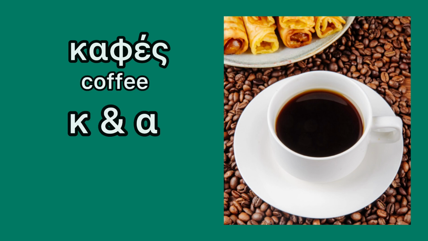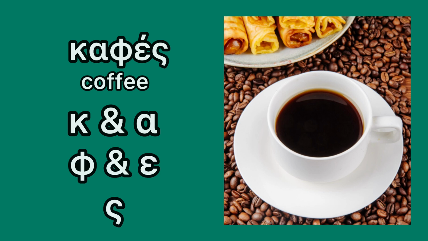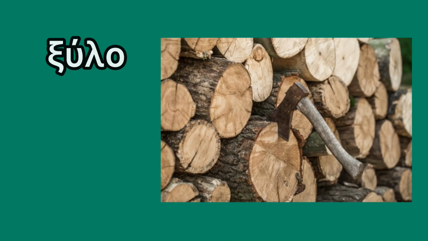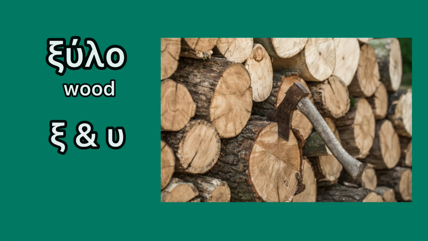Can you read it? This is the word cafés. We have kappa and alpha combined, which sounds like ka, phi and epsilon, fe, and sigma in the end. Cafés. And one last word. We have here the word xilo, xilo, xi, ypsilon, lambda, omicron, xilo.